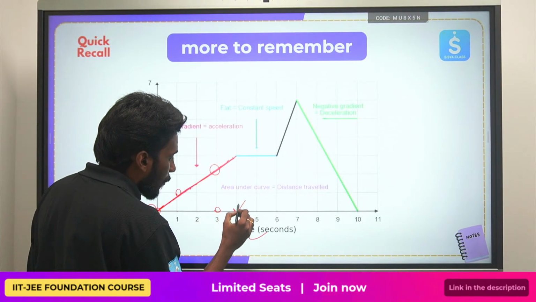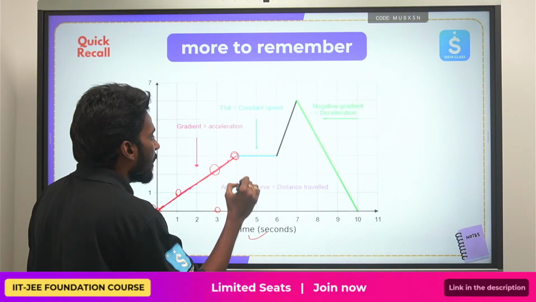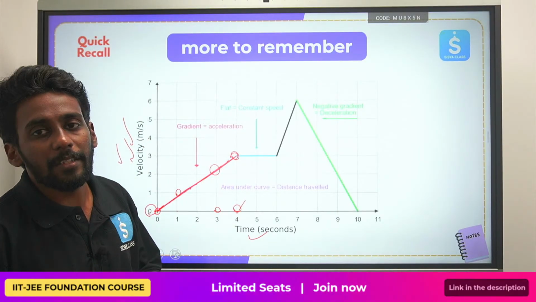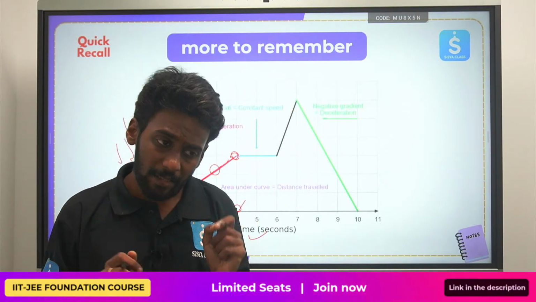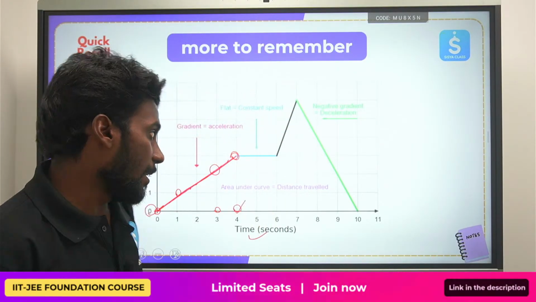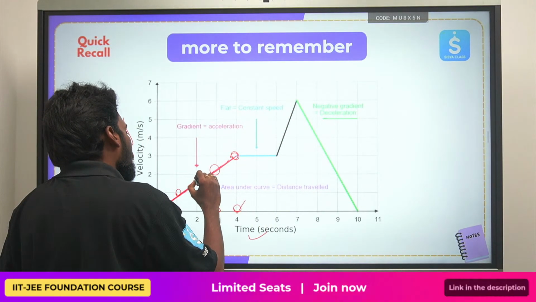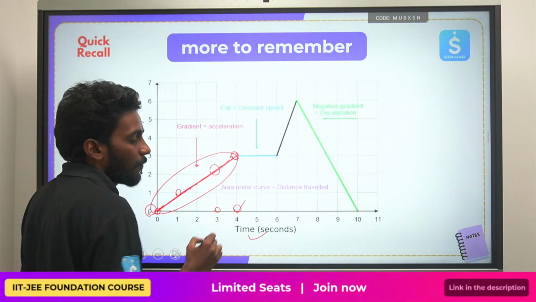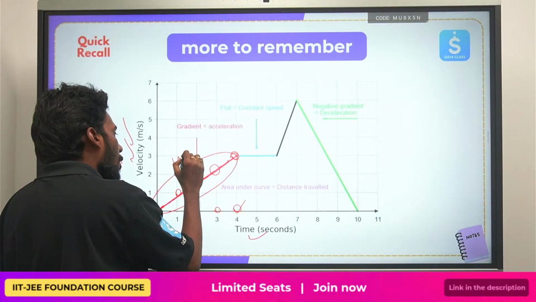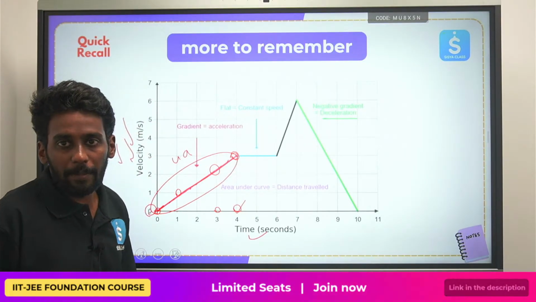And by the 4th second, it is at 3 meter per second. Means its velocity is constantly or uniformly increasing. Means the rate of change of velocity is uniform. Here you can say that there is a uniform acceleration. So from the 0th second to the end of the 4th second, there is a uniform acceleration for this body.